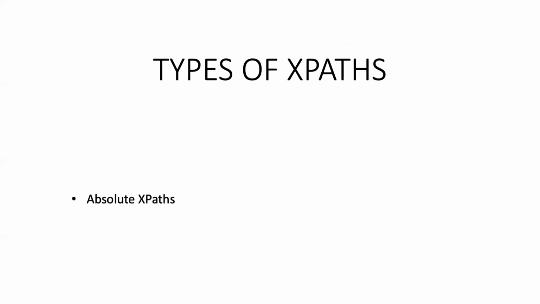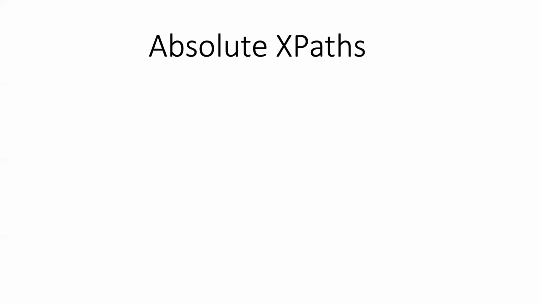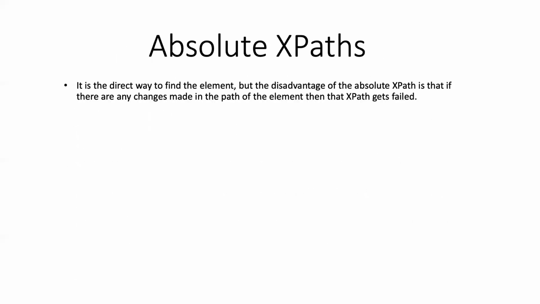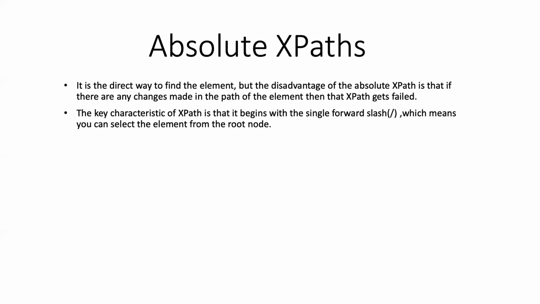Types of XPaths: absolute XPaths, relative XPaths. Absolute XPath is a direct way to find the element, but the disadvantage of the absolute XPath is that if there are any changes made in the path of the element, then that XPath fails. The key characteristic of the absolute XPath is that it begins with a single /, which means you can select the element from the root node.